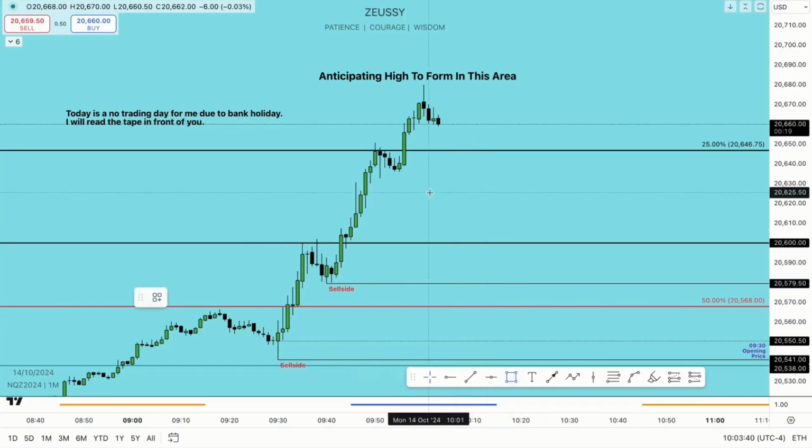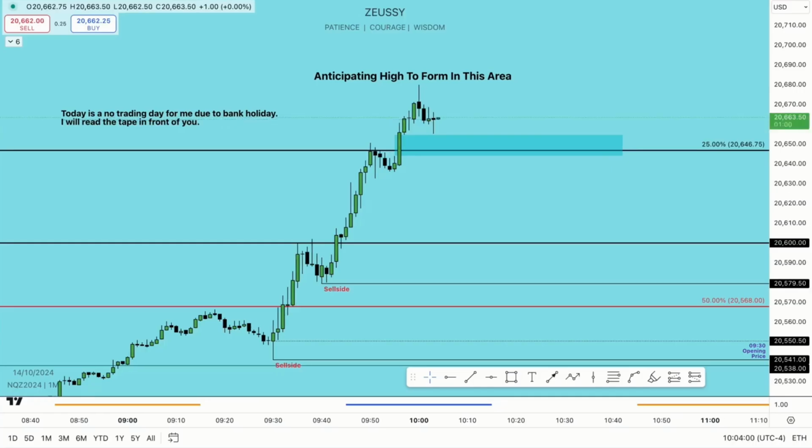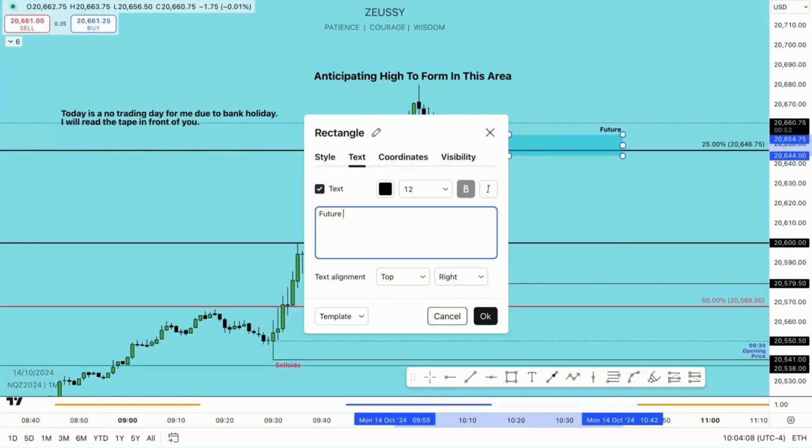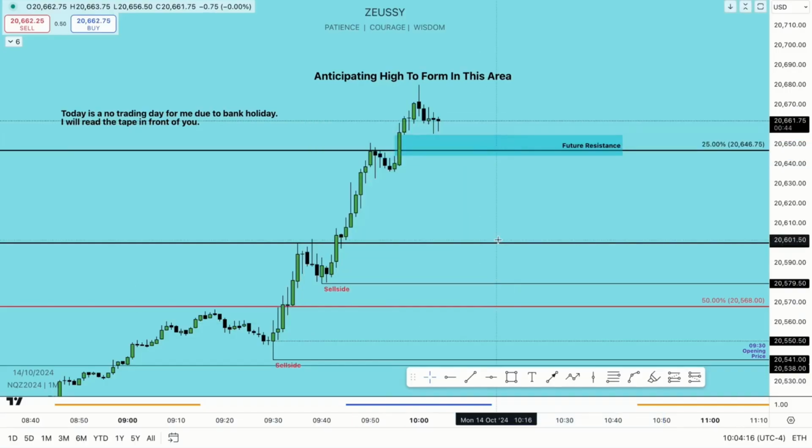What I need to see is the following. I need to see the market displace below this BC right here, and that would confirm to me that the high is in. Until that displacement takes place, I do not really have a strong confirmation, so to say, that the high is in. Therefore, we need to see the displacement below that imbalance taking place. And this is a future resistance, so to say. Notice that this lines up with 25% of that daily CB.